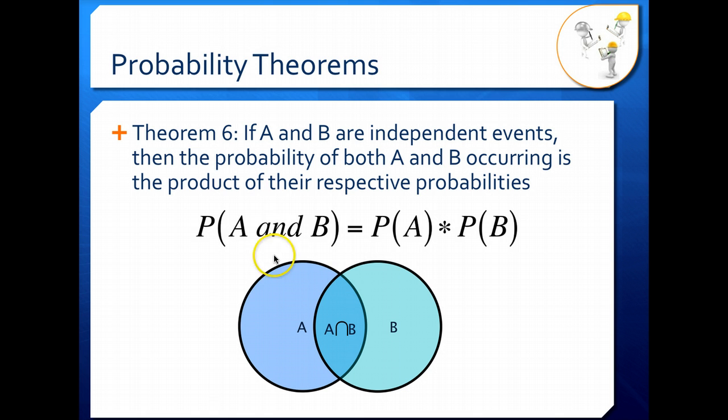Theorem 6 states that if we have two independent events, A and B, the probability of both A and B occurring is the product of their respective probabilities, whether or not they're mutually exclusive. So the probability of A and B is the probability of A times the probability of B. When you see this "and" here, that means that we have more than one trial. So "and" is independence.